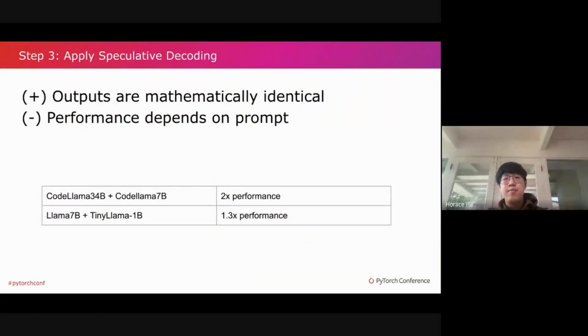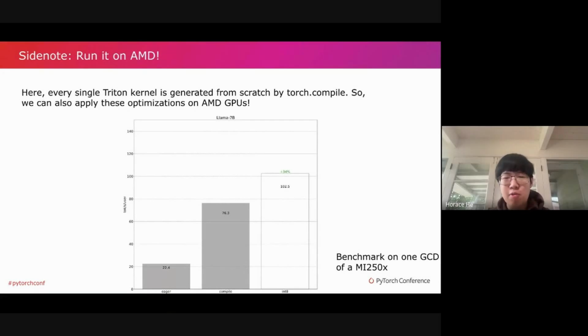Okay. And so to the person previously who asked us about running on AMD, one of the cool things here is that every single Triton kernel during decoding is generated from scratch by Torch compile, including attention and the GenV kernels like RMS norm, whatever. And so basically we can apply all the optimizations we just talked about on AMD GPUs, just like we can apply them on NVIDIA GPUs.